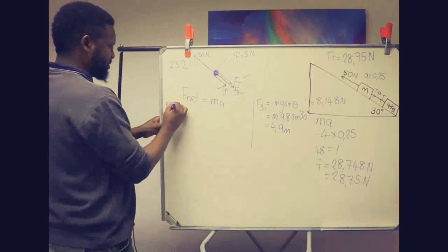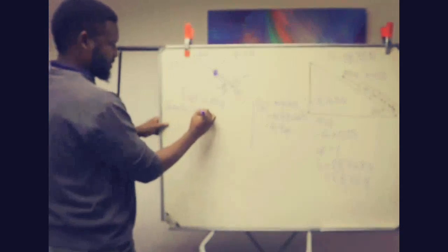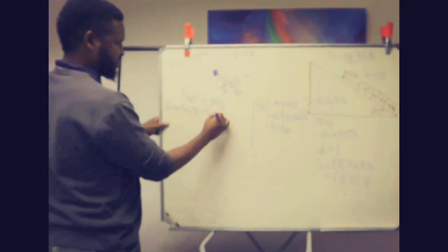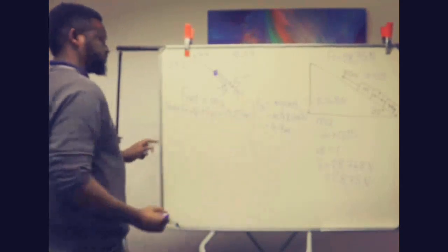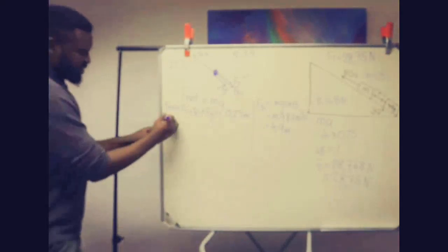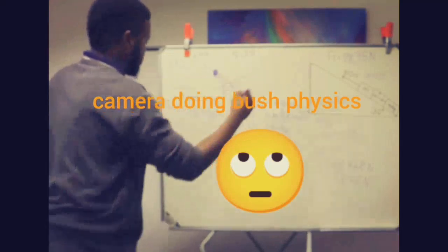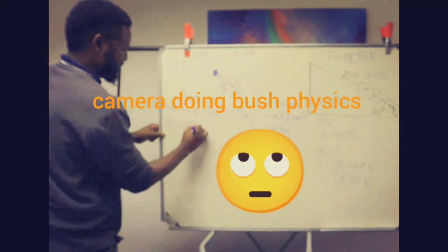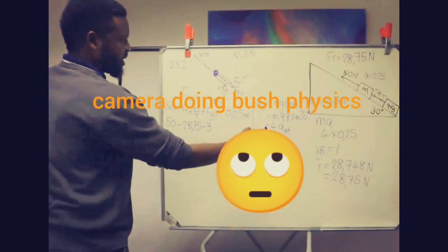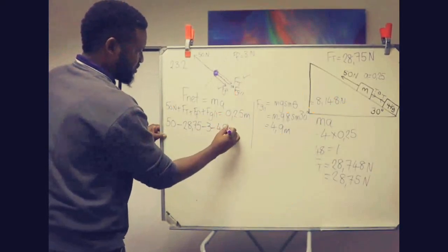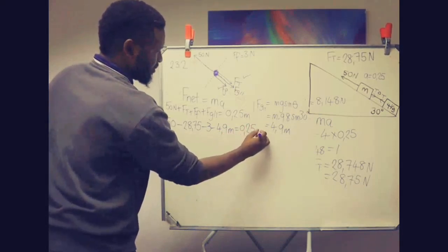So it's 50 newtons plus Ft plus Ff plus Fg parallel is equal to m times 0.25, which is 0.25 m. Next line, the 50 newtons stays, Ft is negative 28.75, frictional force 3, Fg parallel 4.9 m, all of that is 0.25 of m.